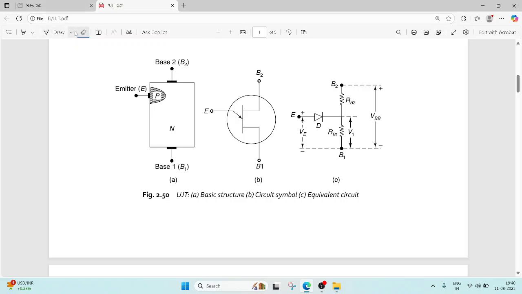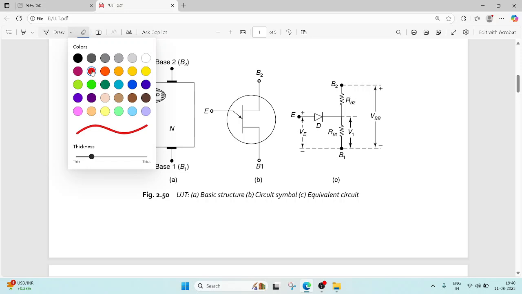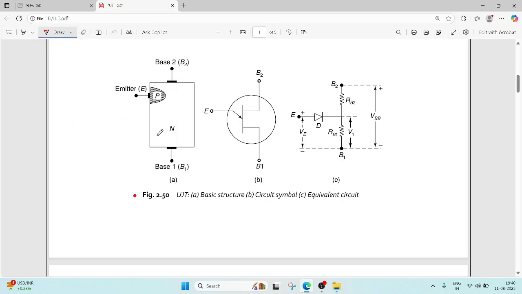this is the diagram of UJT. So in this, it has two bases. One is base 2, another one is base 1. That's why this is called double base. So it is double based.